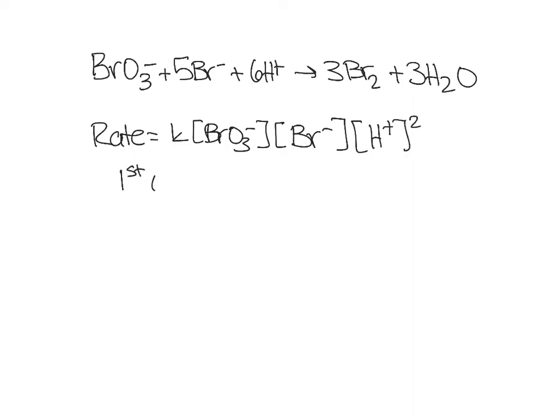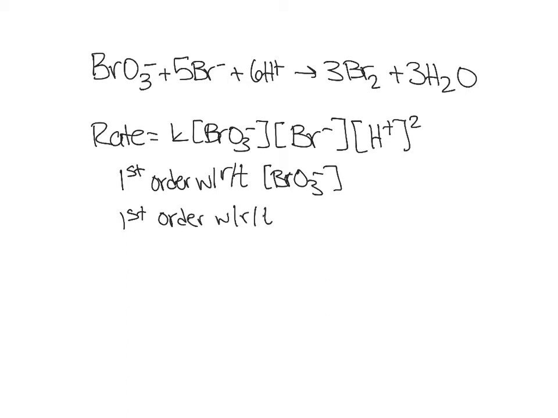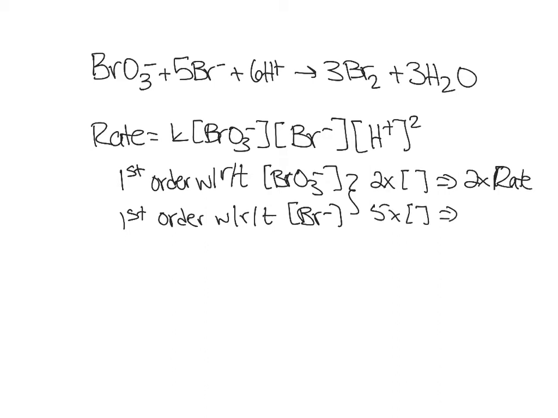So this reaction is first order with respect to how much bromate there is, or first order with respect to bromide. So just like we saw before, if I do 2 times the concentration, that would be 2 times the rate. Or if I did 5 times the concentration, that would be 5 times the rate.